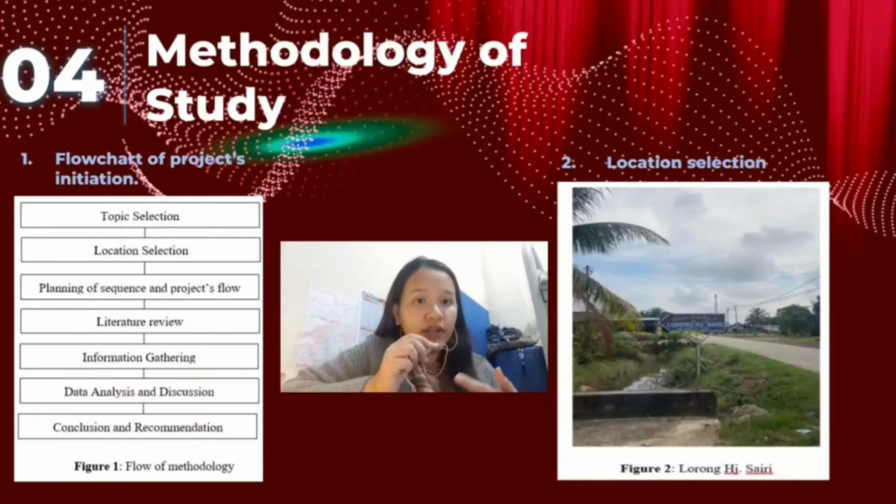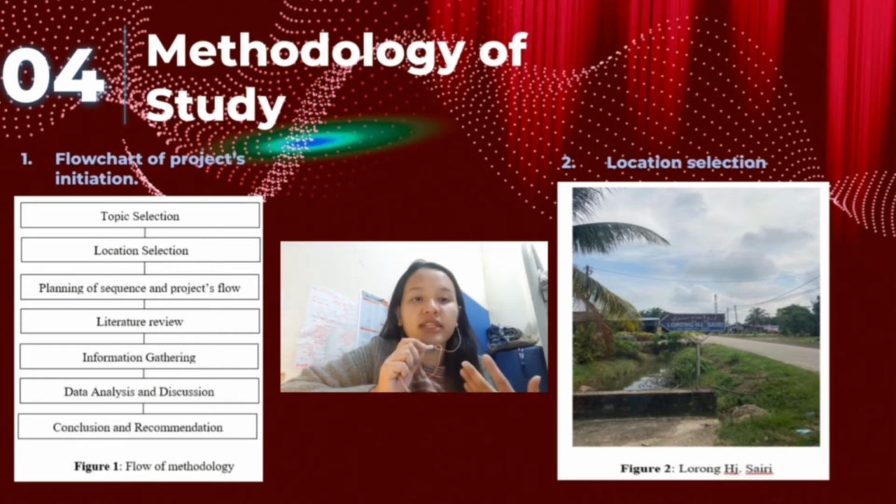Thank you. Now, let's look at the methodology of the study, which is explained in our figure 1, the flow of methodology for this project's initiation. The first thing that we need to do is to select a topic, which brings us to today's topic. Then we selected a location, which is Lorong Haji Sairi, located in Parit Raja, Johor. Then we plan the sequence and project flow, moving on to the literature review and gathering information through articles, journals, and also on-site investigation, whereby we investigate what types of pavement distress there are and the information of the road that we have chosen.